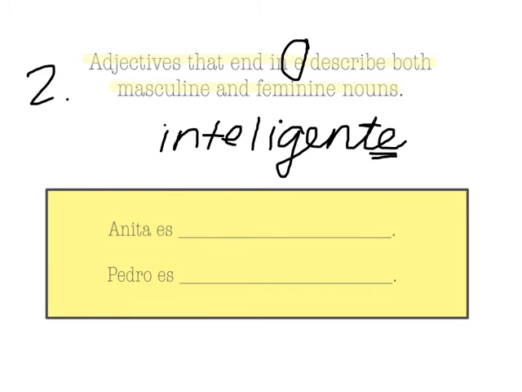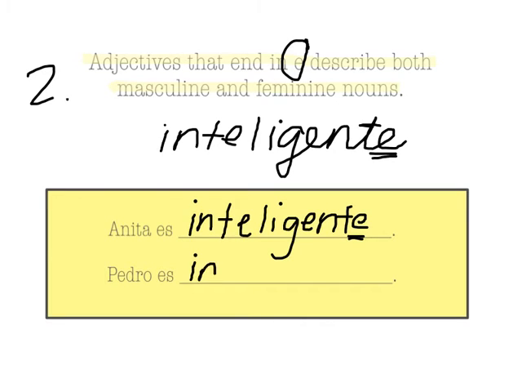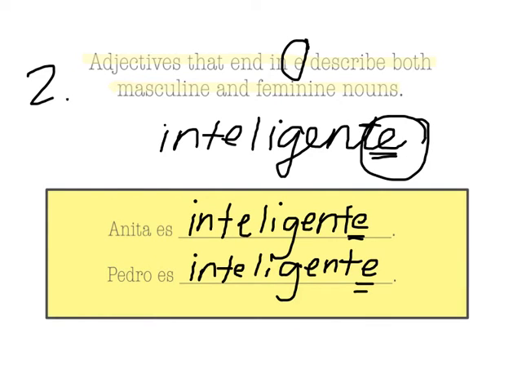This means that we will not change it depending on whether it's a boy or a girl. It'll still end in an E. So we would say Anita es inteligente. She's a girl, but this ends in an E, so it doesn't matter. We would say Pedro es inteligente también. He's intelligent as well, and we would not need to change that because inteligente ends in an E, so it can describe both masculine and feminine nouns.